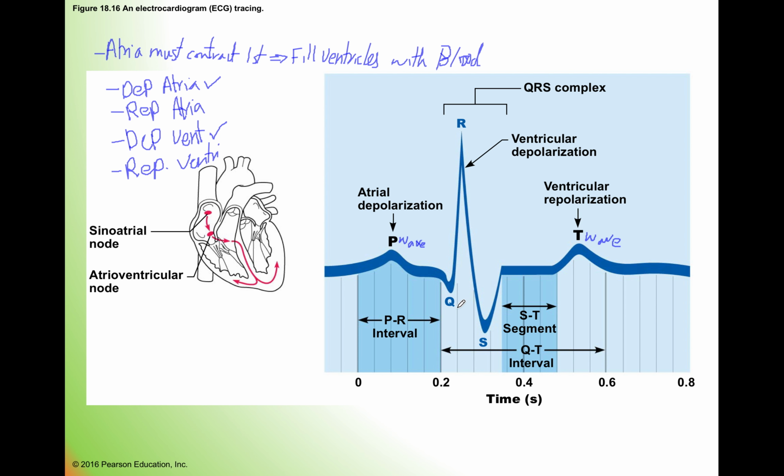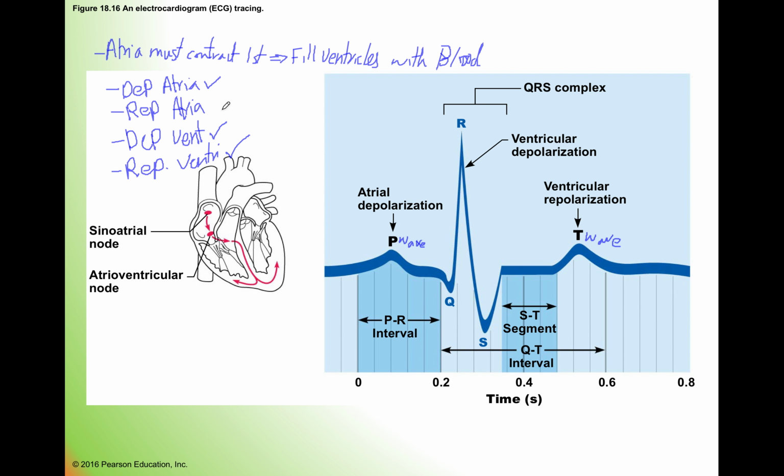It is larger because the ventricles are larger. They have more elaborate networks of non-contractile cells, so the electrical impulses will be more pronounced. And then lastly, we have repolarization of the ventricles, which is represented by your T wave.